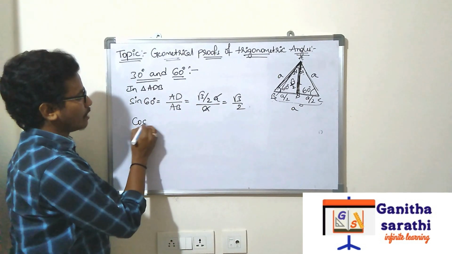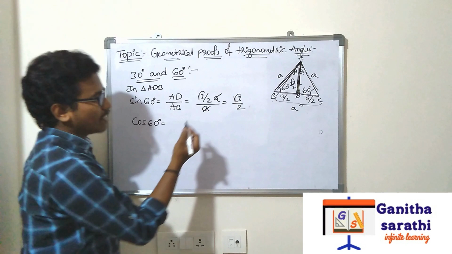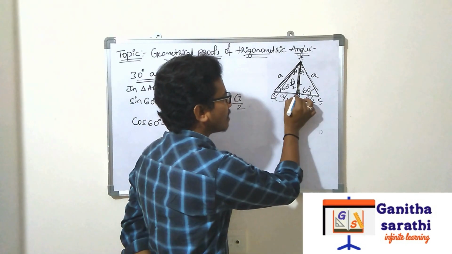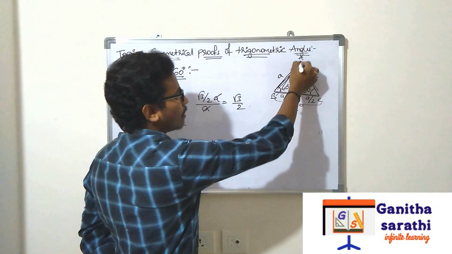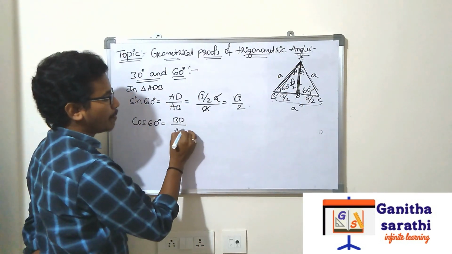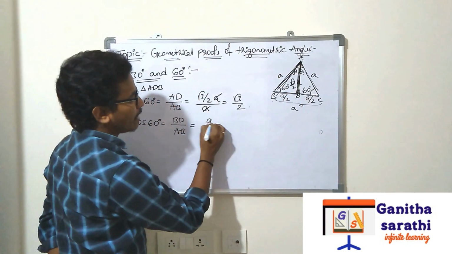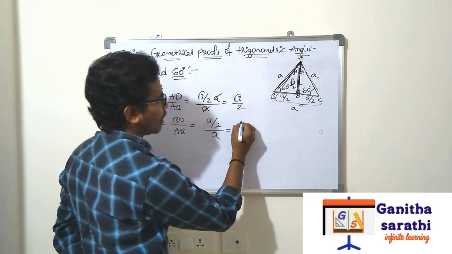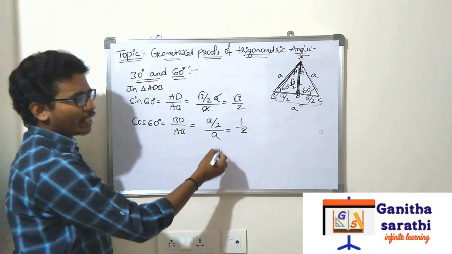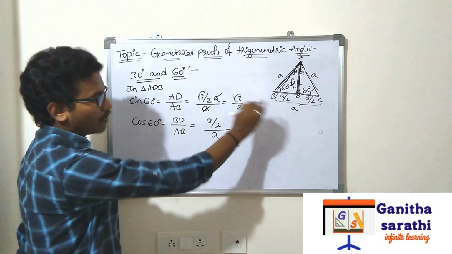Next, cos 60. Cos 60 means adjacent side by hypotenuse. What is the adjacent side here? BD. BD by the hypotenuse, AB. So BD is A by 2, by AB, which is A. So what will you get? 1 by 2, right? A by 2 into 1 by A, and A and A get cancelled. It will be 1 by 2.